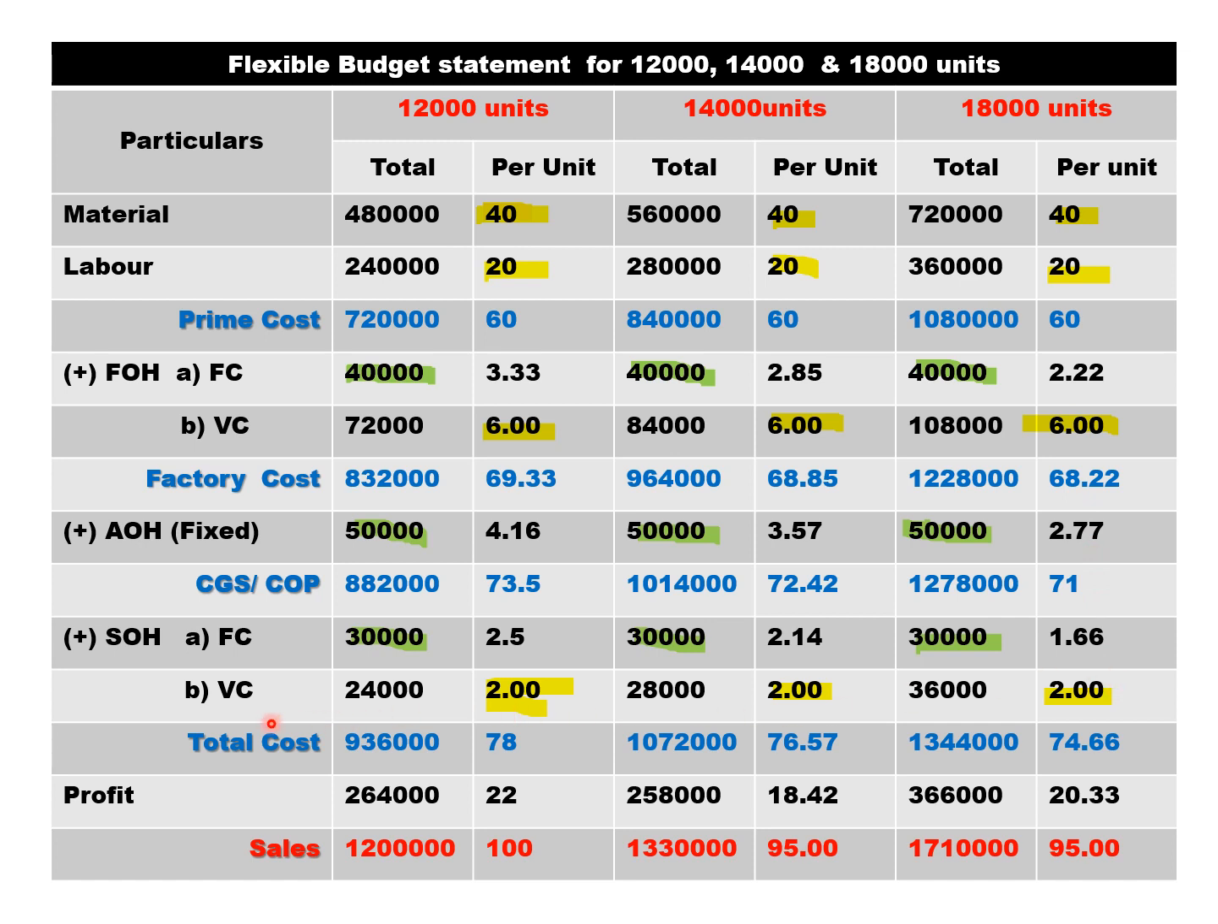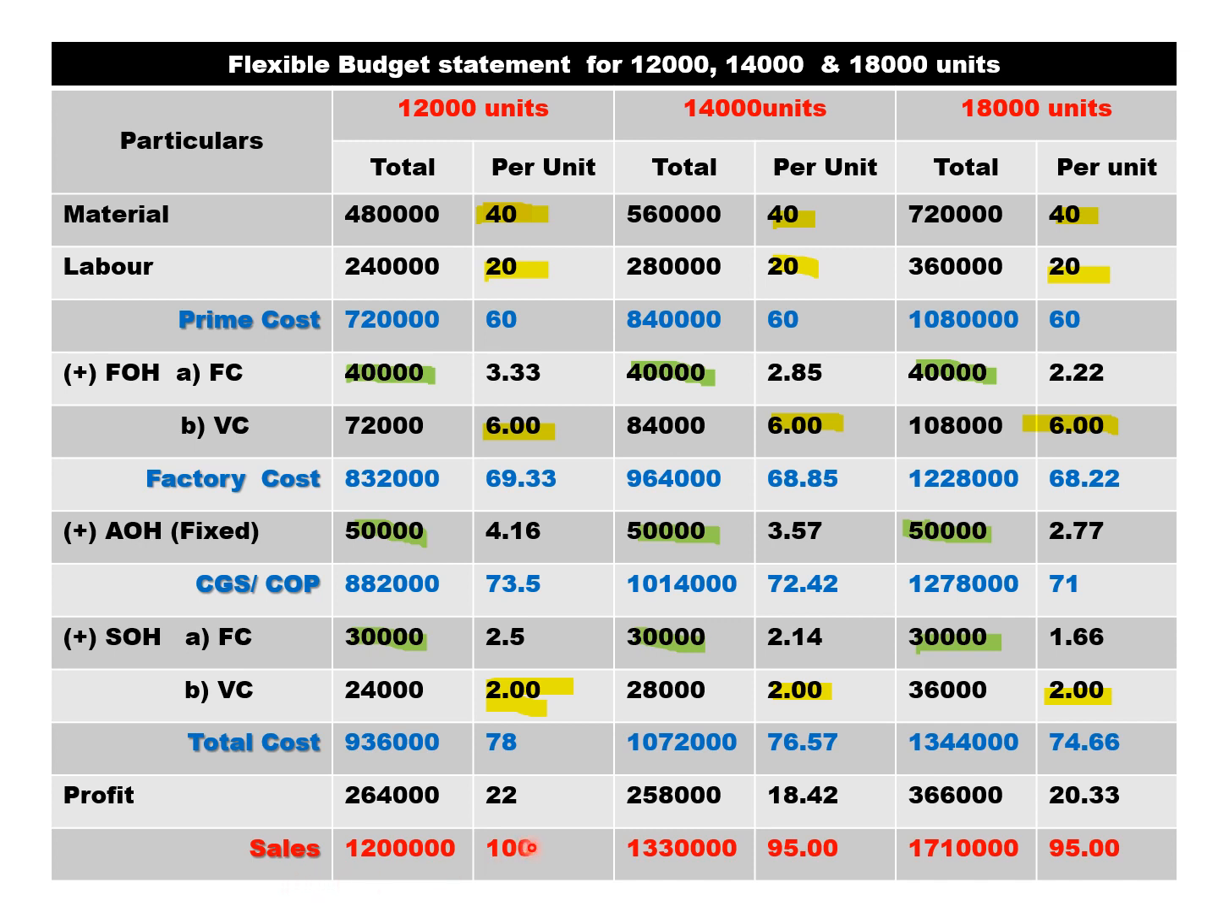Next we have variable cost. We calculated in the previous slide per unit. Per unit is 2 rupee, 2 rupee, 2 rupee. It will remain constant. 2 into 12,000 is 24,000. 2 into 14,000 it's 28,000. 2 into 18,000 it's 36,000. So we get a total cost of 9,36,000, 10,72,000, and then 13,44,000. So sales, keep profit pending.